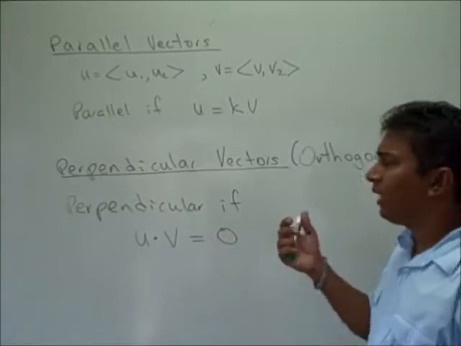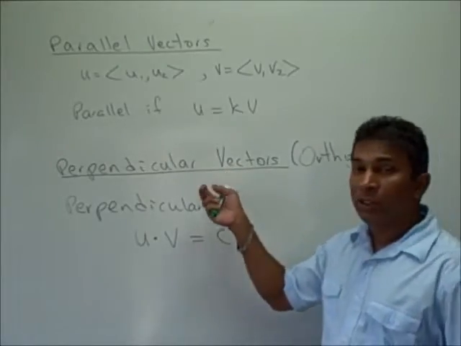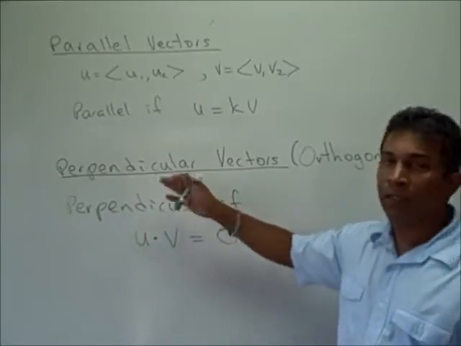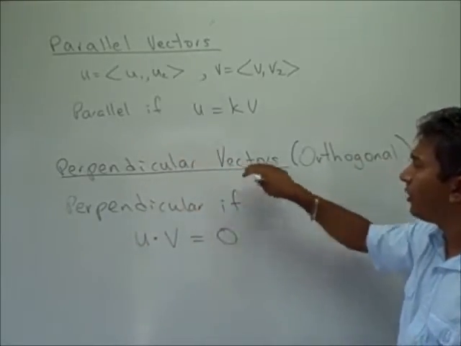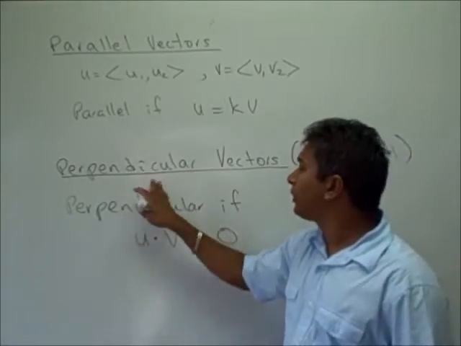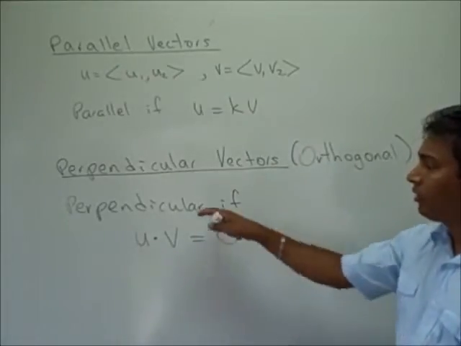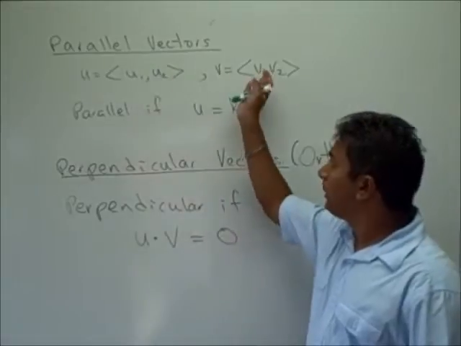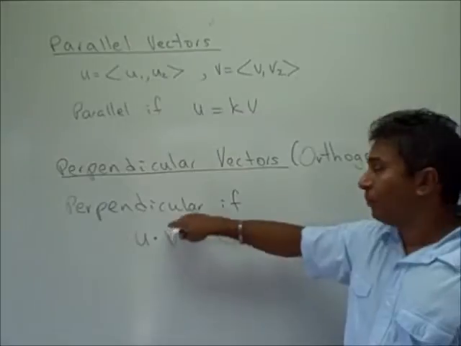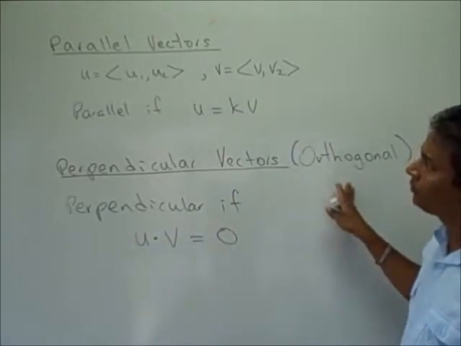Previously we were just talking about the angles between vectors. Sometimes the angle between two vectors is 90 degrees and we refer to that as being perpendicular. Another name that we use for perpendicular vectors is orthogonal. So we know that two vectors are perpendicular if their dot product is equal to 0. So if we find the dot product of vectors u and v and it's equal to 0, then we know that the vectors are at right angles to each other, which means they're perpendicular or orthogonal.